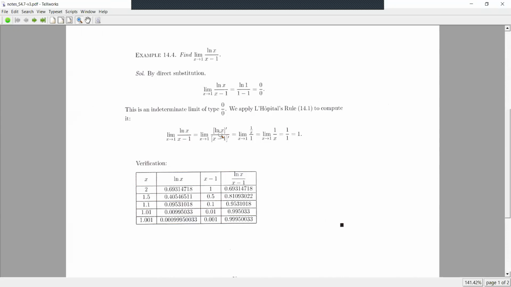The natural log derivative is 1 over x. The derivative of x minus 1 is 1. So then we get this limit. Now, how do we find this limit? Directly plug in 1 for x, so we get 1. So this limit is 1. We can use a table to verify that the limit is 1. Yeah, the limit indeed is 1. The function approaches 1.